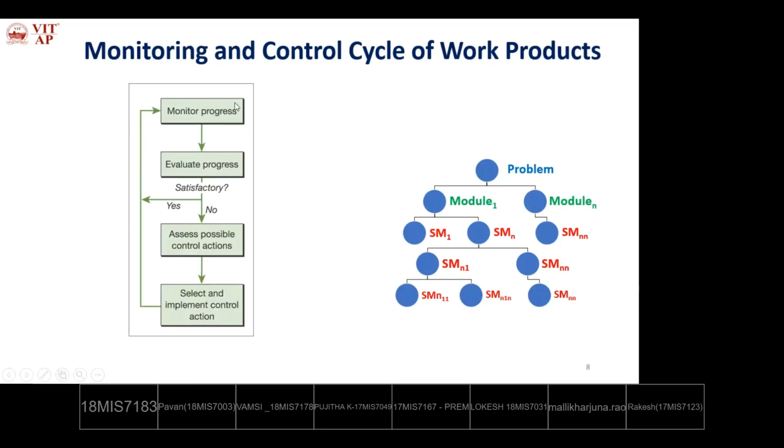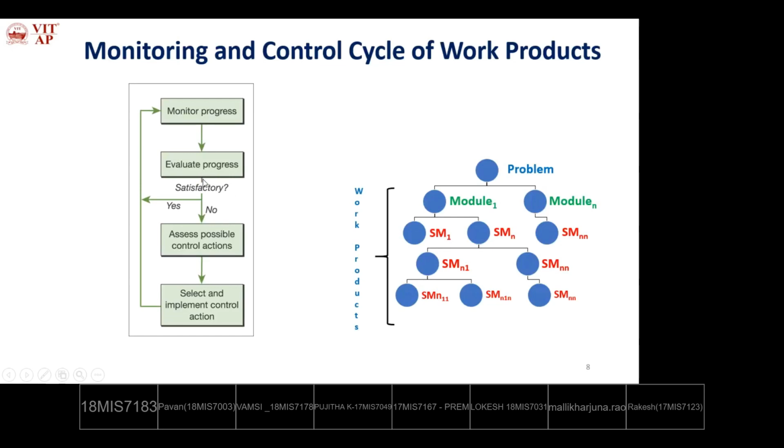We monitor the progress of a submodule, the same way for other submodules, and so on. In this way, with a bottom-up approach, we evaluate the progress of each and every project task, subtask, and so on. We monitor the progress of all the project products, called work products, and then evaluate the progress. We are checking whether we are finishing according to the schedule or whether there is any delay in finishing the tasks.